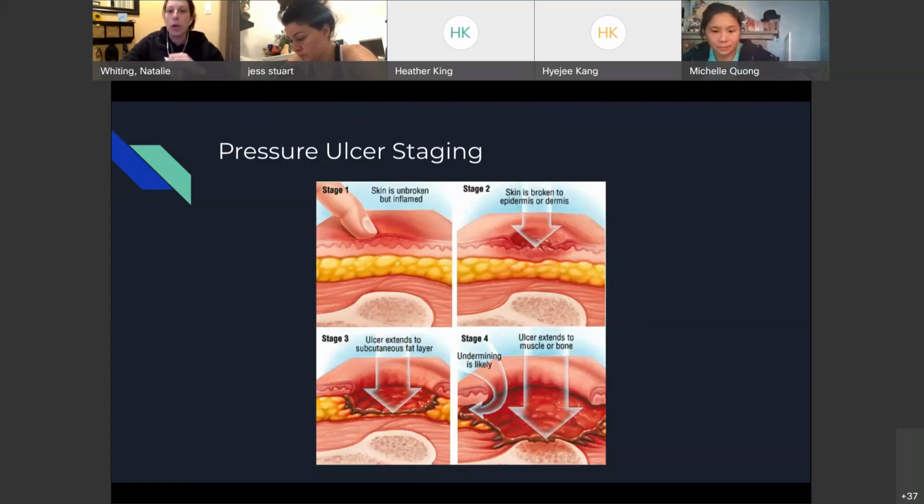Do you guys know where full thickness loss occurs? What stage? 3. Okay, so I see 3 and I see 4. It is Stage 3. Good job. Just know full skin thickness, these terms. Pallor is paleness.